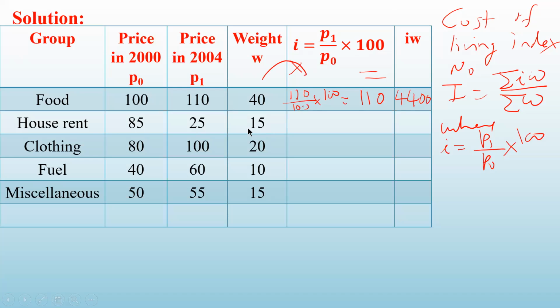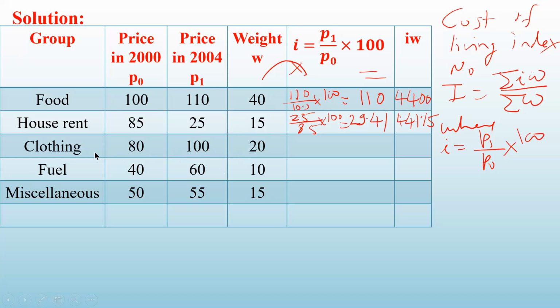Okay. Now the second one, for house rent, P1 is 25. So it is 25 divided by 85 into 100. How much you will get? 25 divided by 85 into 100 will give you 29.41. Take two decimal places. Okay, 29.41. And then you have to multiply this by W. W is 15, so 29.41 into 15 gives you 441.15. Okay.